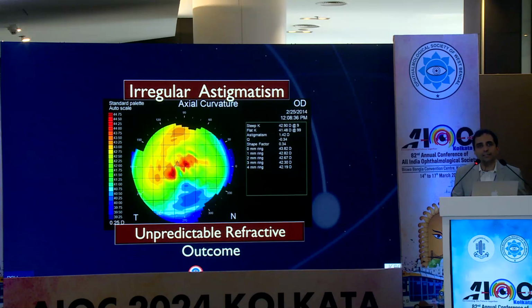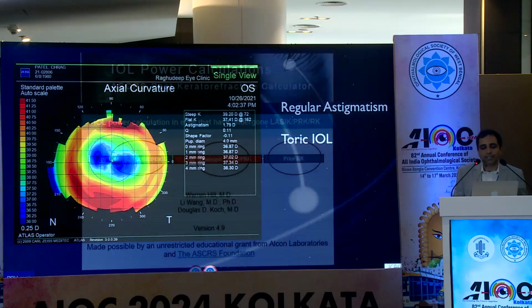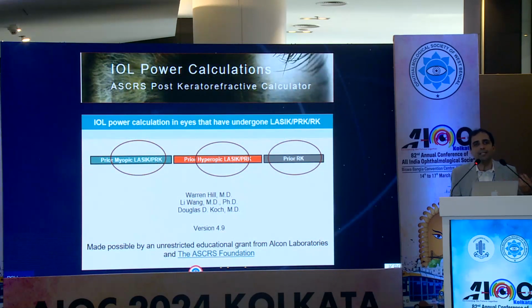So for a routine case, a non-refractive surgery eye, a virgin eye, if you find clinically everything is normal, you need not do a topography or a Pentacam for IOL power calculation or for toric calculation. But in eyes which have undergone previous corneal surgeries, I think it's important to look at the corneal surface, either just a topography or a Scheimpflug-based investigation, to look whether the difference in the K1, K2 is actually regular or irregular, because only if it is regular astigmatism can we consider a toric IOL. If it's an irregular astigmatism, irrespective of the magnitude, we should avoid any form of toric IOL.